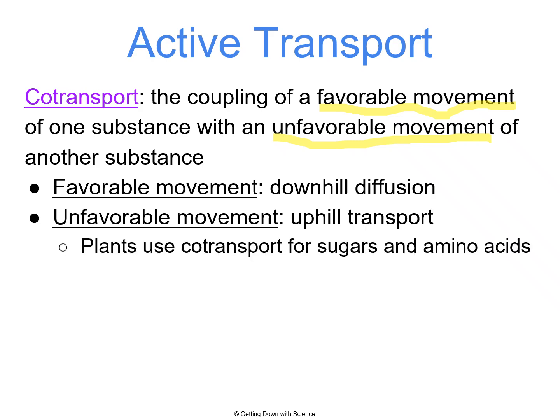And plants are good examples of co-transport in which plants will move sugars and amino acids in this type of way. For example, sucrose, which is a sugar, and the protons or hydrogen ions are co-transporters, which means that they move at the same time. However, they're moving in different directions. So one is going to be moving favorably, from high to low, while the other is moving from low to high.